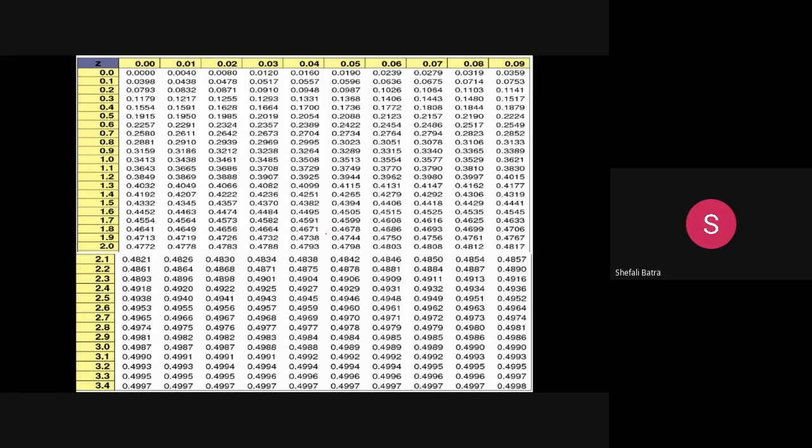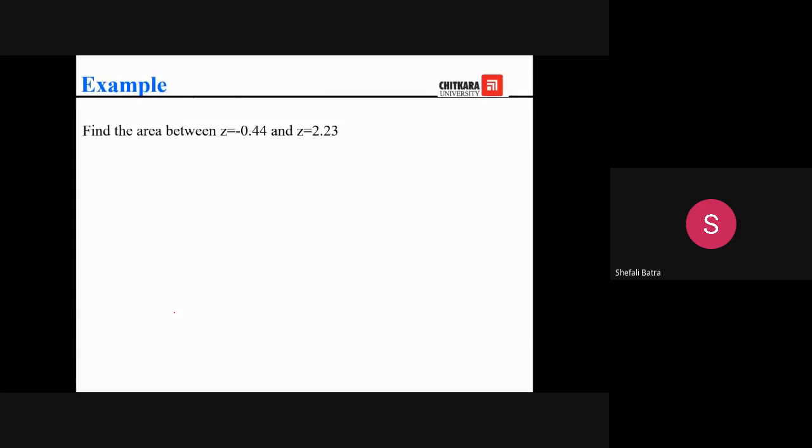Got the picture? Okay. Now come to the next. Find the area between z is equal to minus 0.44 and z is equal to 2.23. So you need to find out the area.